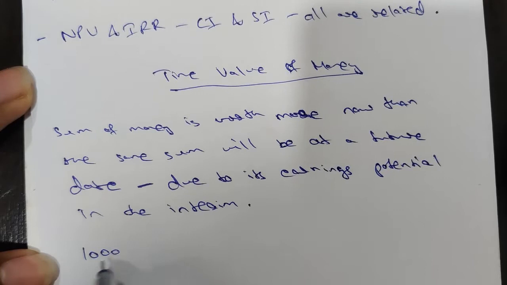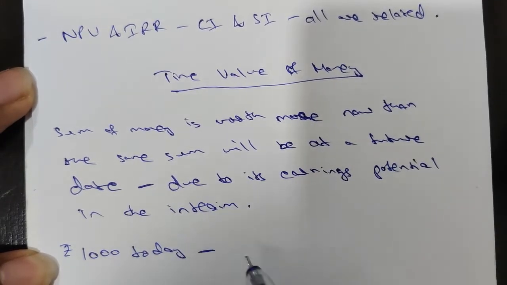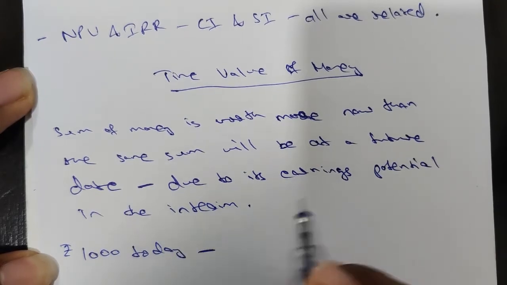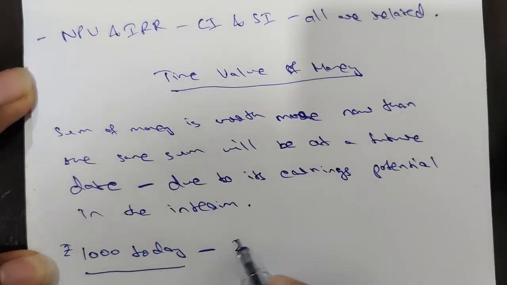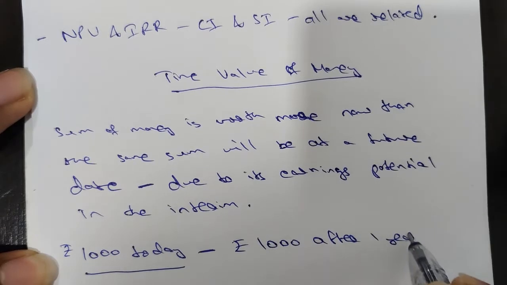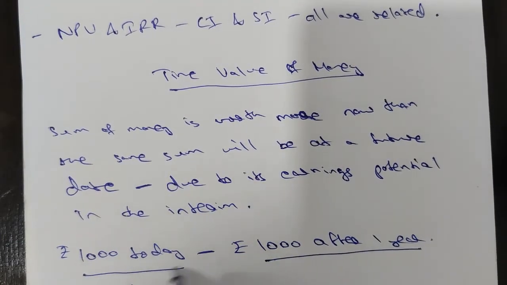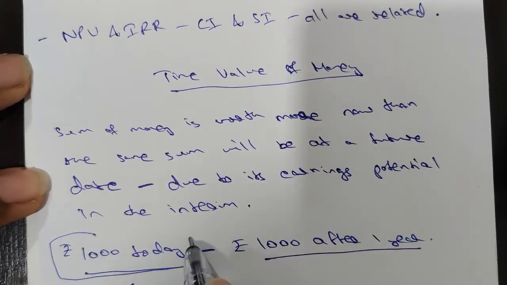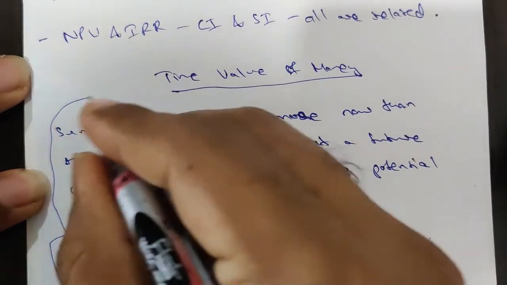Suppose you are given rupees 1000 today, and you are told you have an option: take this rupees 1000 today or rupees 1000 after 1 year. Which one would you choose? The obvious answer would be today. But why? Have we realized that by choosing this, we just used time value of money?